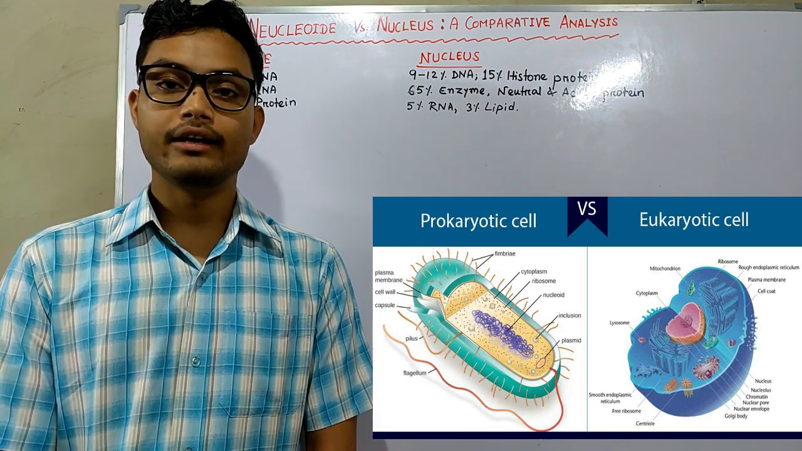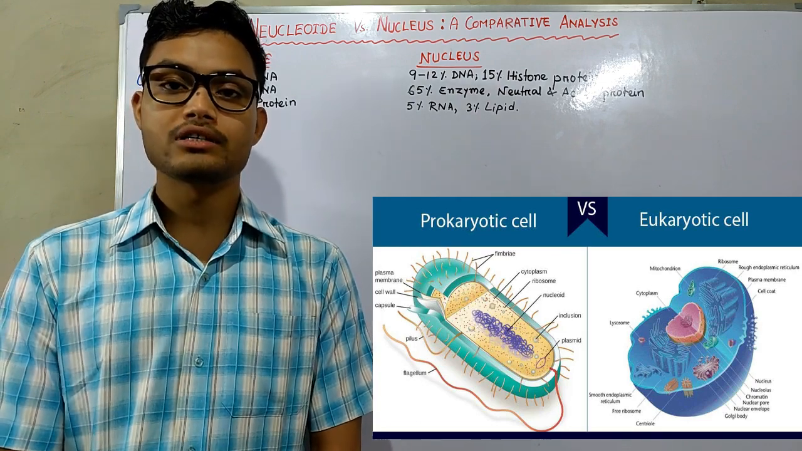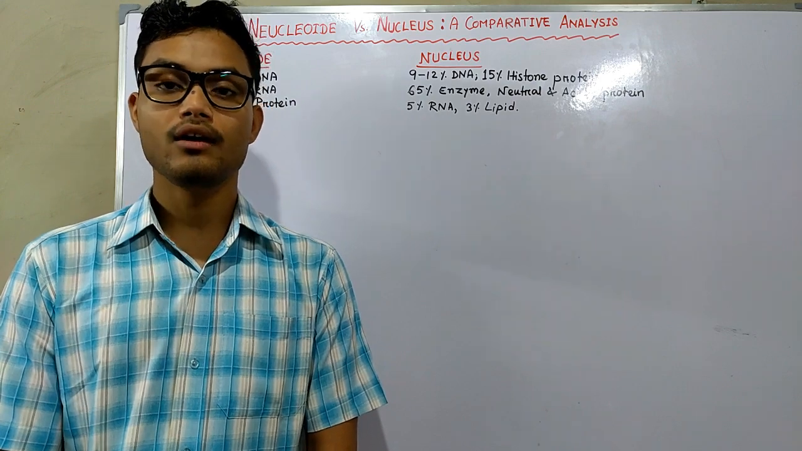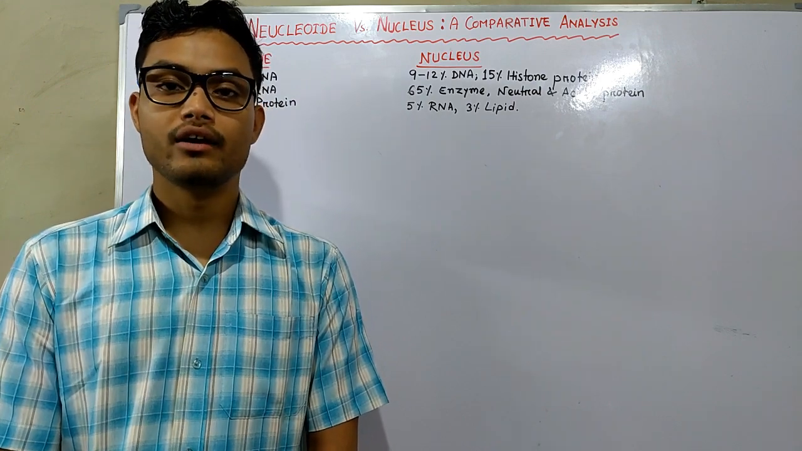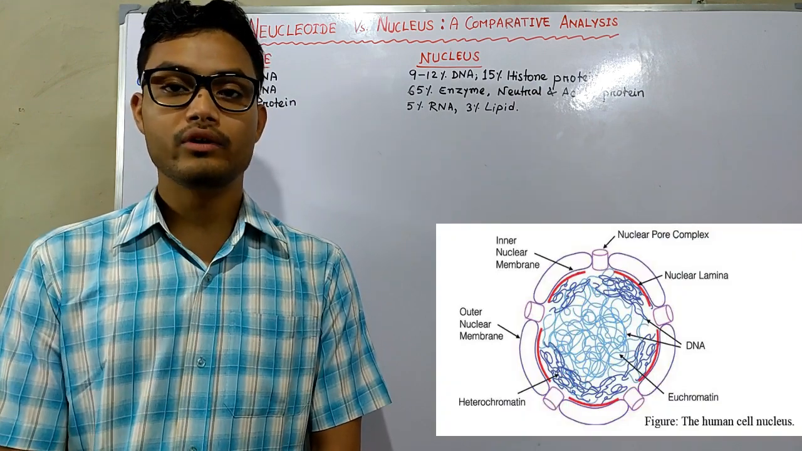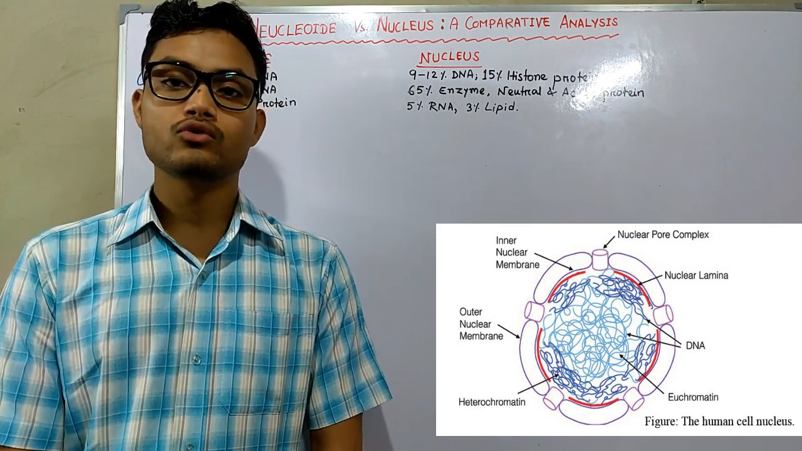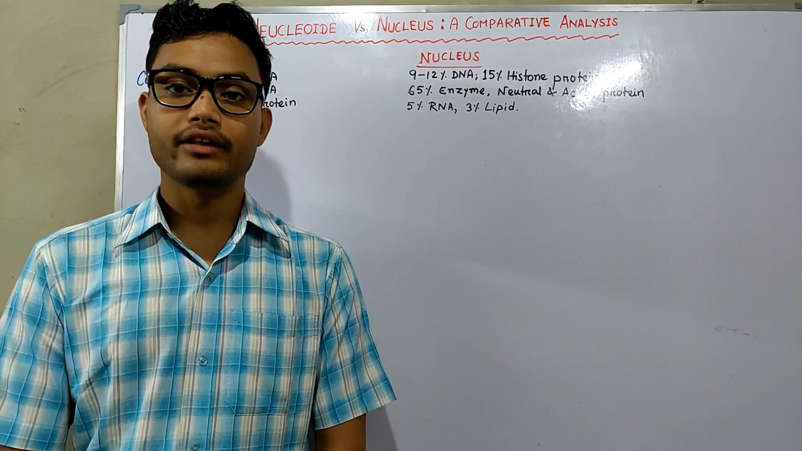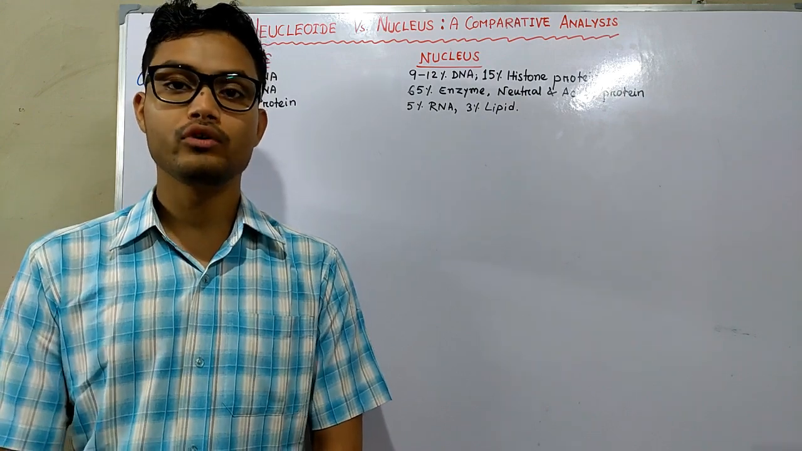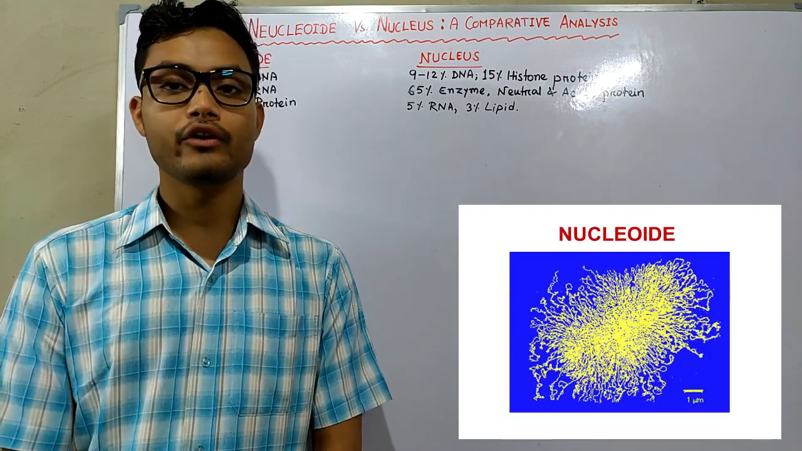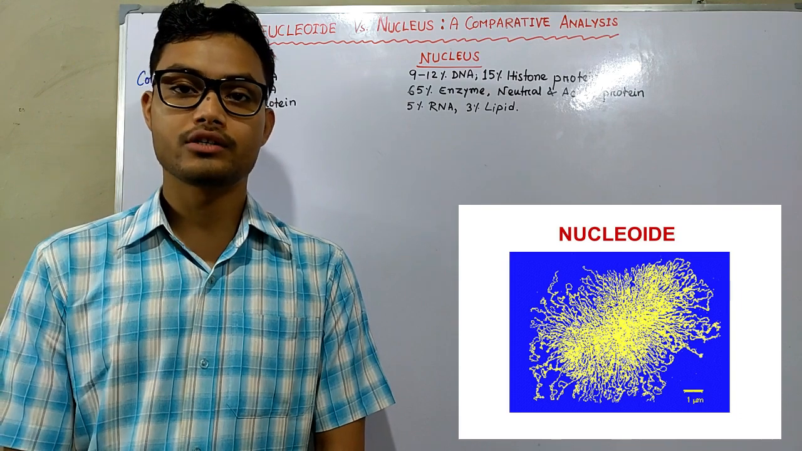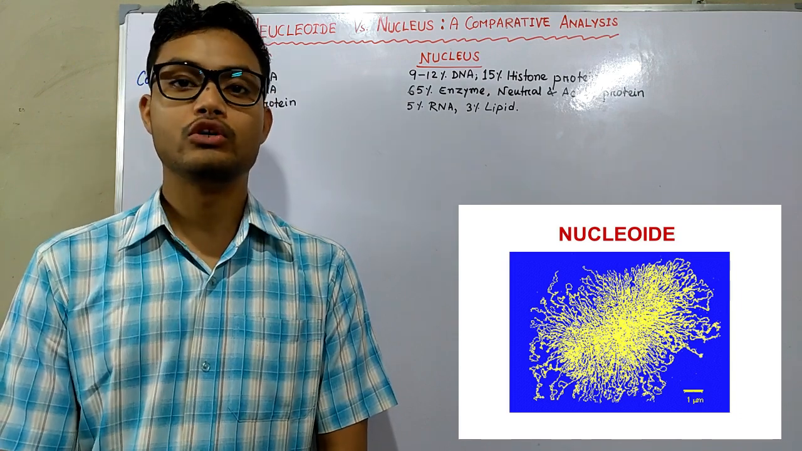Prokaryotic cell and eukaryotic cell differ in their nucleus. In case of eukaryotic cell, a clearly visible nucleus is present. But in case of prokaryotic cell, there is no nucleus. But still, they have genome, right? So where do they put their genome? In case of prokaryotic cell, their genome resides somewhere in the cytoplasm known as nucleoid.